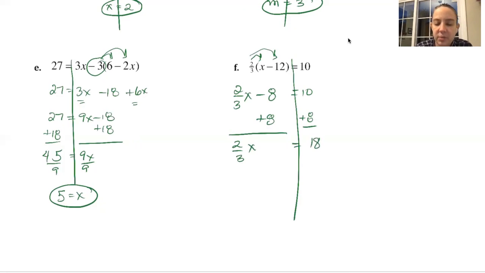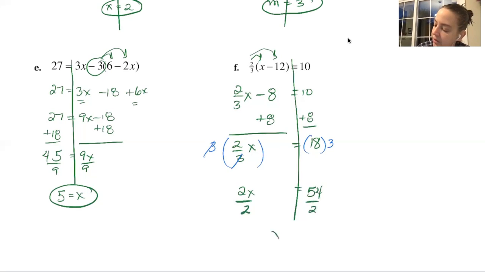Now, when I was looking over some work on our fraction problems like this, a student told me their teacher last year had them multiply by the bottom. I was telling you to just use your calculator, but yeah, multiply by the bottom. So when you do that, the 3's cancel out. So 2x is equal to 3 times 18, which is 54. Divide both sides by 2. So x is equal to 27.